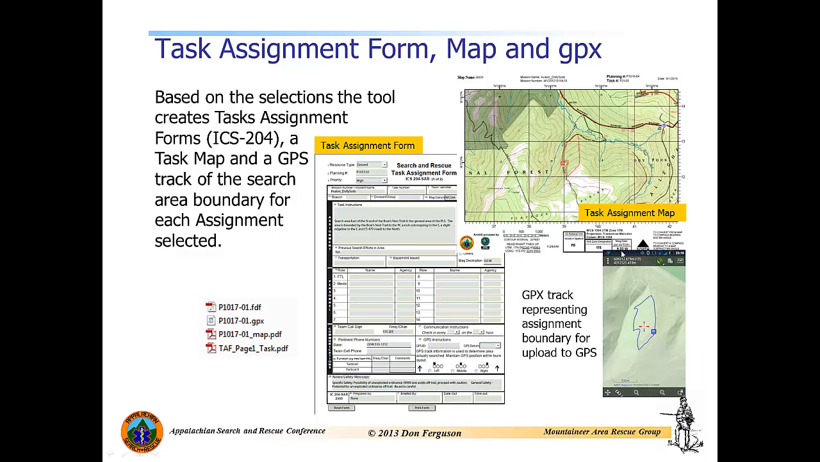This information is also included in the incident information attribute table. And finally, a GPX file is created for the assigned area for upload to a GPS for use in helping to ensure searchers are searching in the desired location. All 3 of these elements are generated for each desired task when the create assignment form is executed.